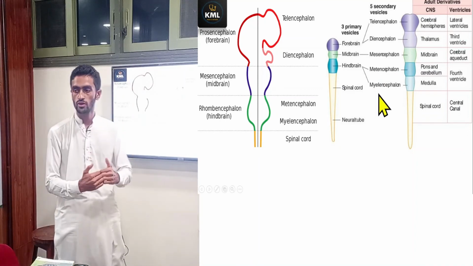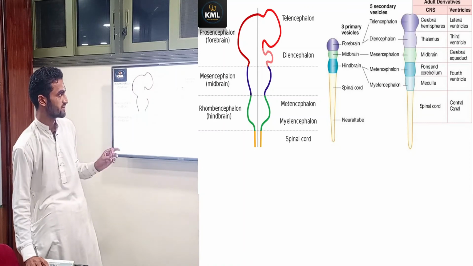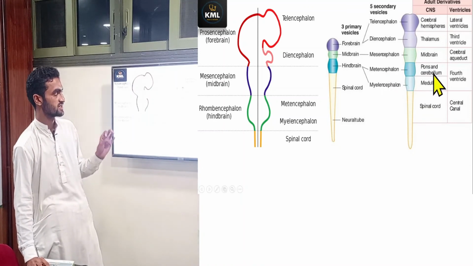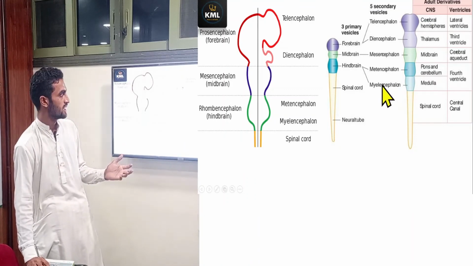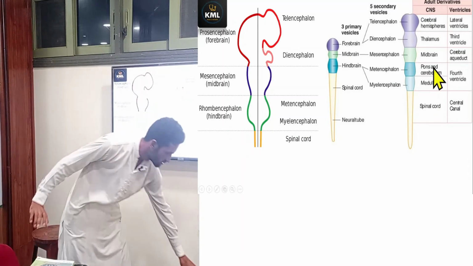If you go in alphabetical order, same as here, you can follow the mesencephalon, metencephalon, and myelencephalon. Mesencephalon is going to the midbrain, metencephalon is going to the pons and the cerebellum, and myelencephalon is going to the medulla oblongata.